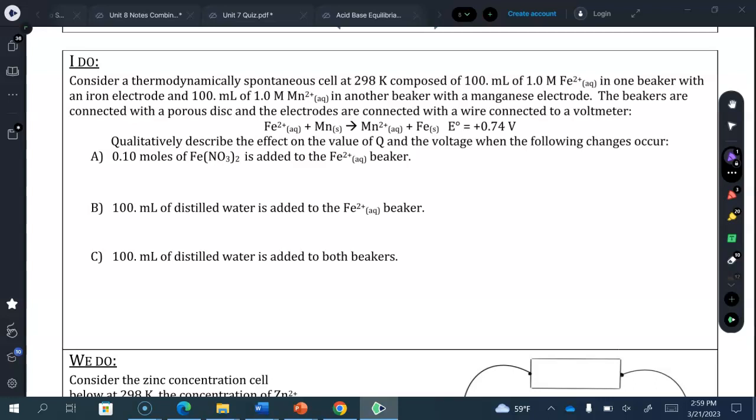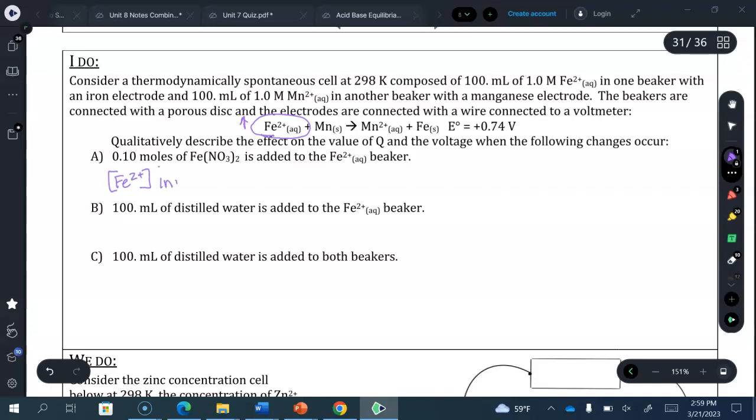Qualitatively describe the effect on the value of Q and the voltage when the following changes occur. We have 1.1 moles of iron nitrate added to the iron beaker. Well, that means that this is going to increase. So our reactants increase. So for Q, right, it is then, so I'm going to start from the beginning. So iron ion concentration increases.